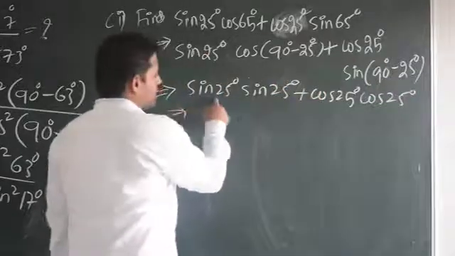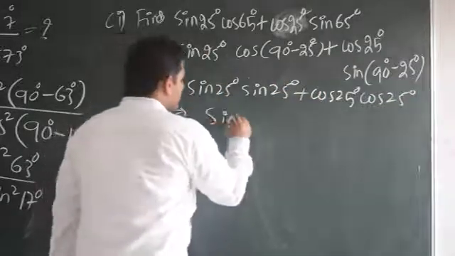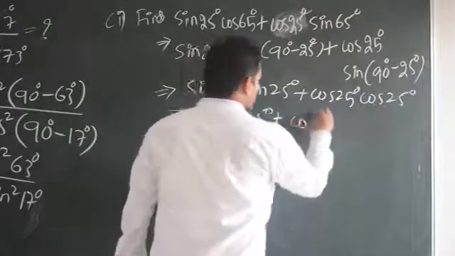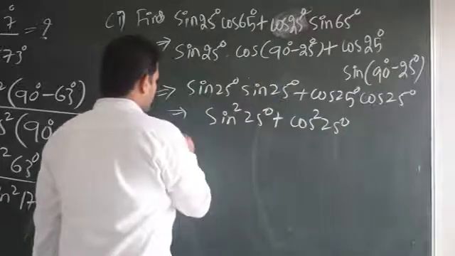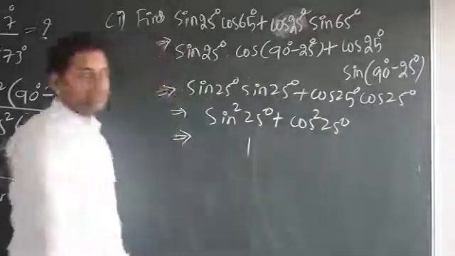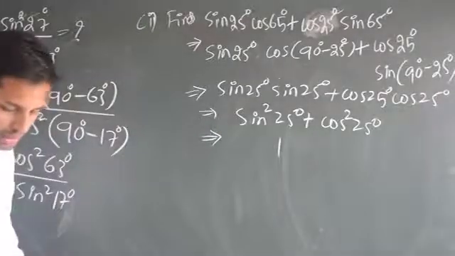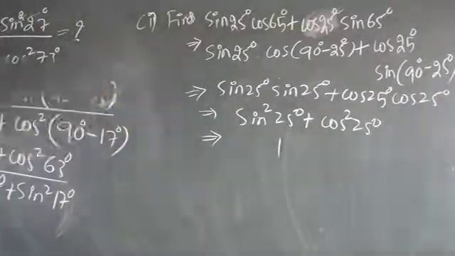Now both are same, sine 25 and sine 25. So it becomes sine square 25 degree plus cos square 25 degree. So sine square 25 plus cos square 25 is 1, because sine square theta plus cos square theta is equal to 1. Very simple question. Now let's get into other questions of this exercise.